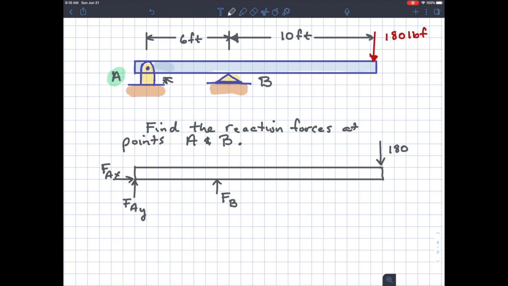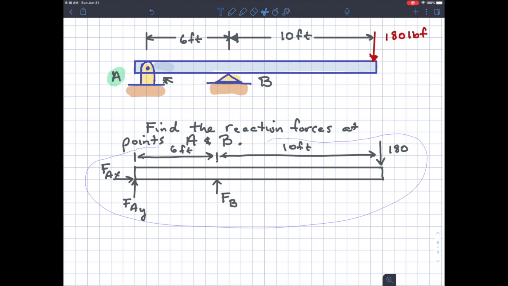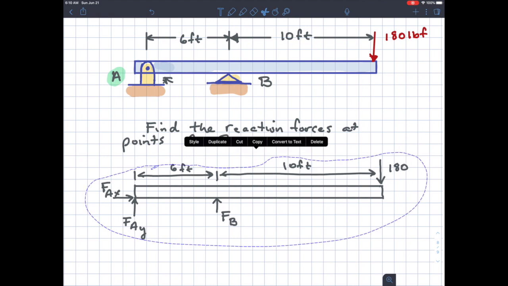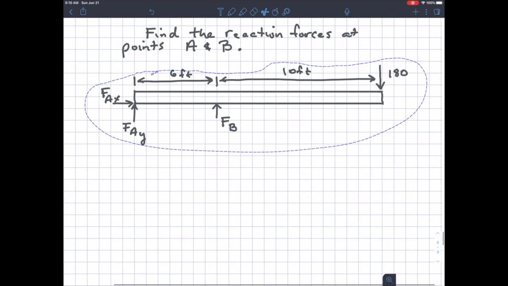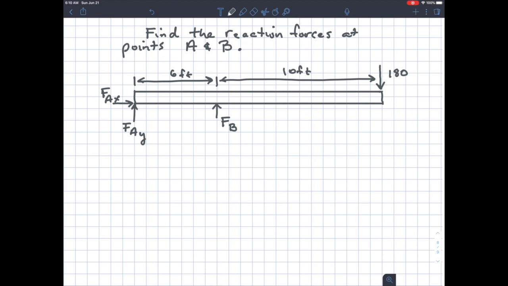In the free body diagram, you also would put in the distances, 6 feet and 10 feet. And there we go, there's our free body diagram. Okay, so from there, we ask, what's our next step?